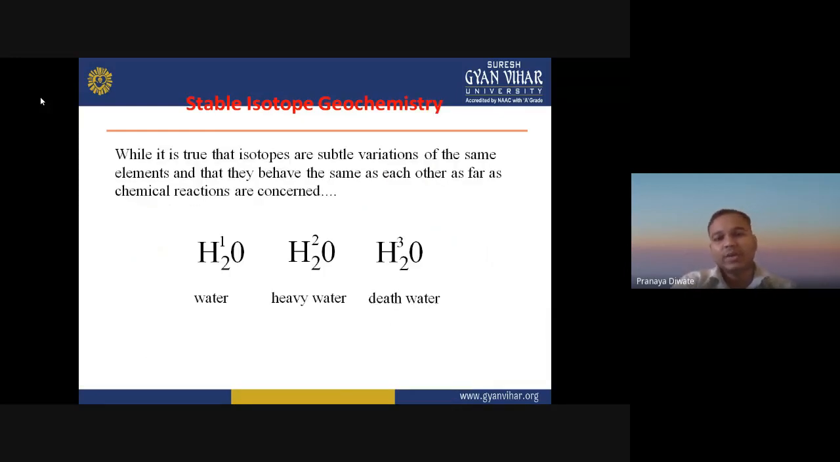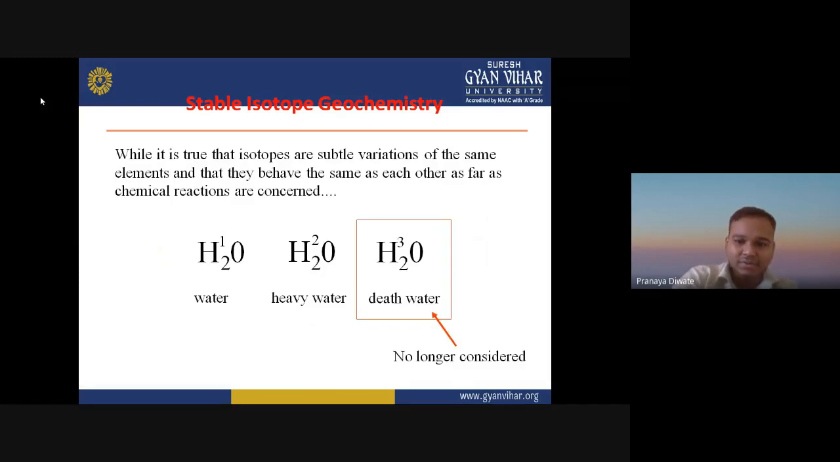While it is true that isotopes are subtle variations of the same element and that they behave the same as each other as far as chemical reactions are concerned, you have water, heavy water and deuterium water. So this is how isotopic geochemistry can change the composition.